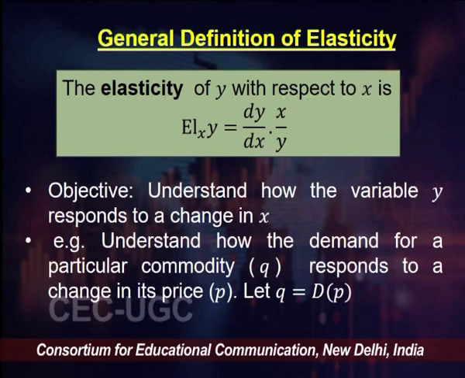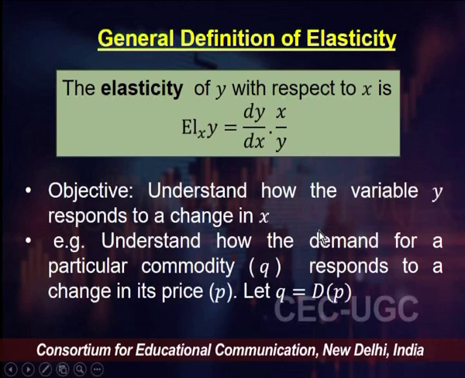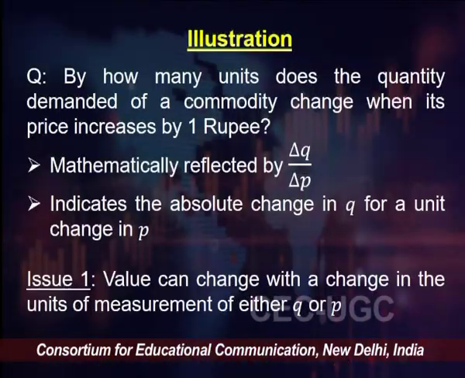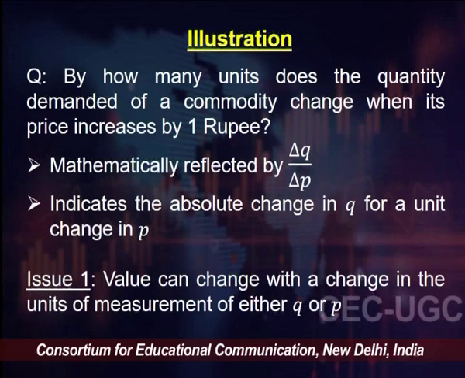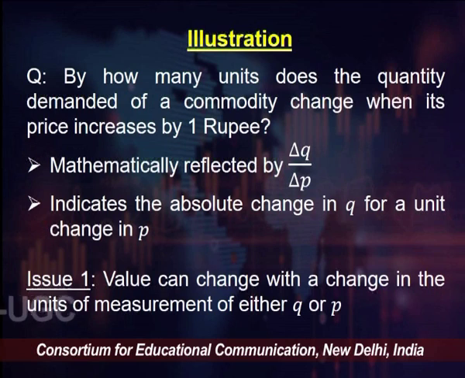So, let us look at things in this way, where Q is a function d of P. One way to approach this issue of responsiveness, because we want to understand the degree of responsiveness of one variable, in this case how quantity demanded of a particular commodity responds to a change in the price of that commodity, is to ask: by how many units does the quantity demanded of a commodity change when its price increases by 1 rupee? Here I am going back to something very basic.